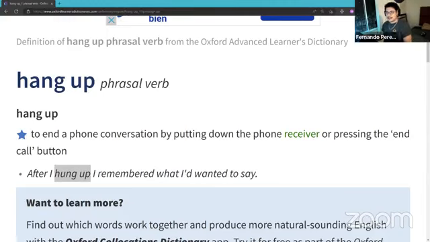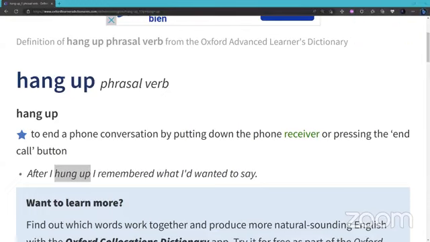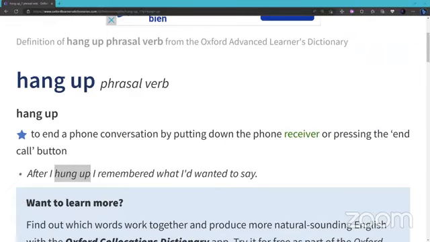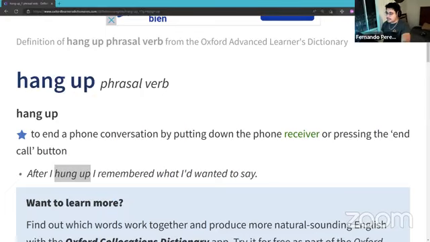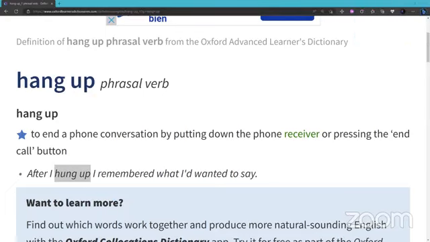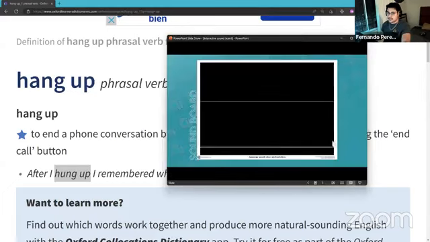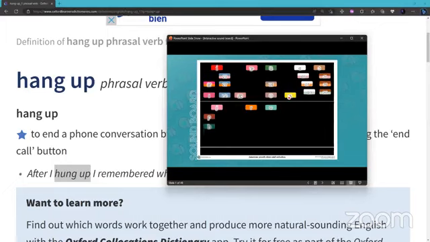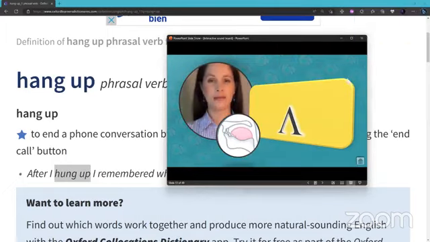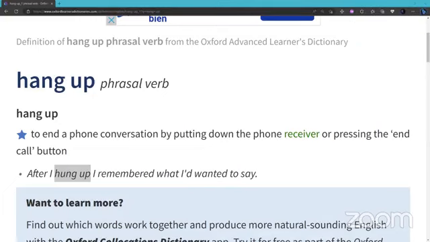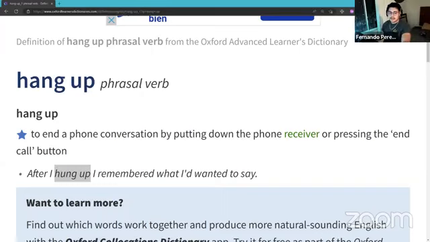What's the resulting sentence? After I, how do you pronounce hung? Do you remember what we said about letter U? Hung? No, I don't. You don't? Hung up, I remember. Every time you see a letter U, you should associate, well, most of the time, right? There's always an exception. But most of the time, letter U is pronounced with the symbol. So you pronounce? Hung up. That's right. I'm sorry, hung up. I remember what I wanted to say.